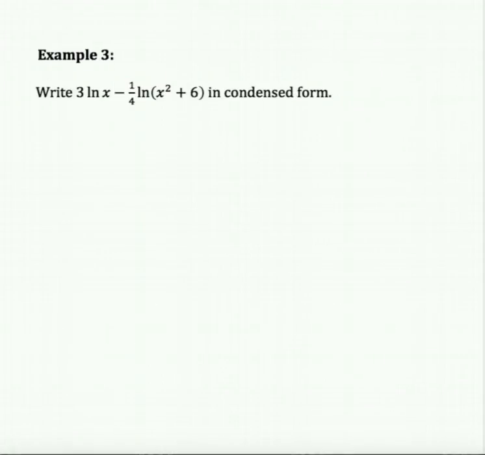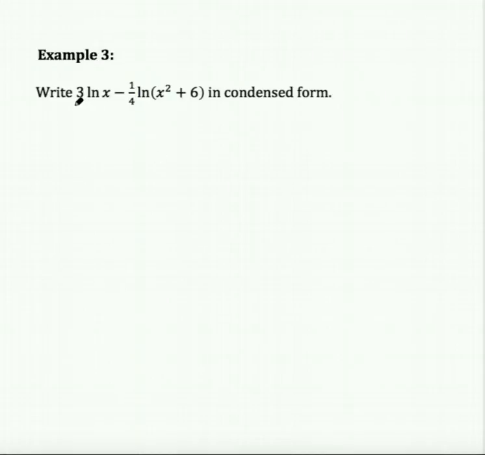Example 3. This time we're going to write 3 times the natural log of x minus 1/4 natural log of x squared plus 6 in condensed form. In the previous examples we were expanding. Now we're going to go in the opposite direction. If you think back, the last step when you were expanding was to take the power, use the power rule and drop the powers down. So that's actually going to be our first step when we go in the opposite direction.